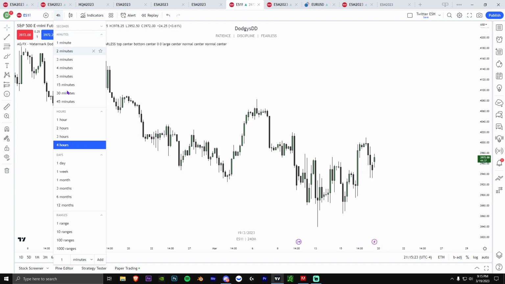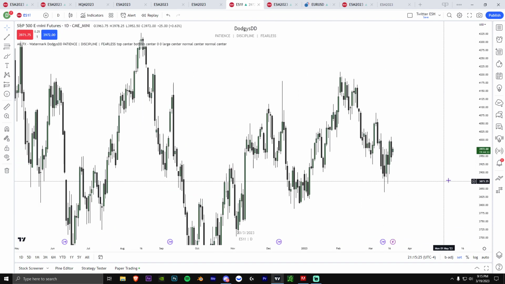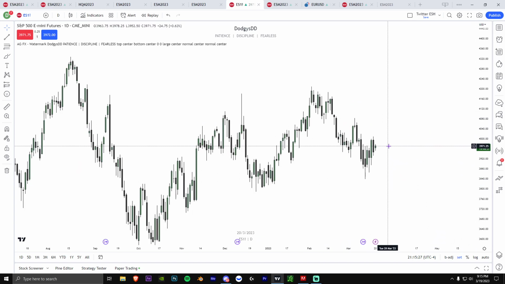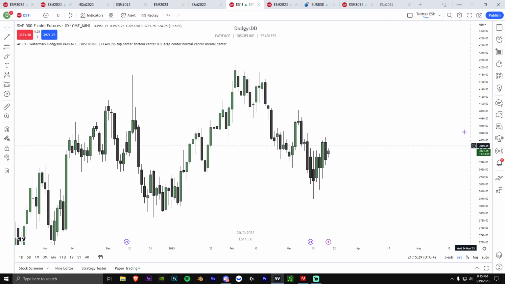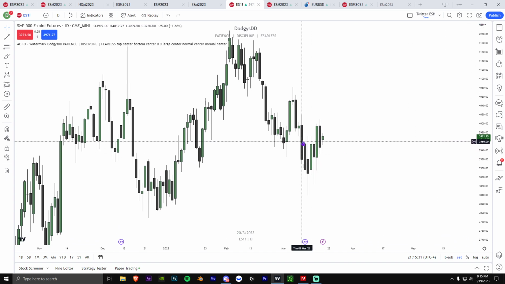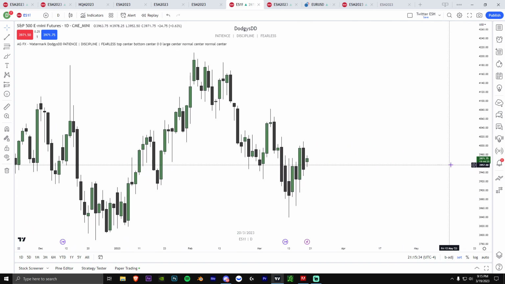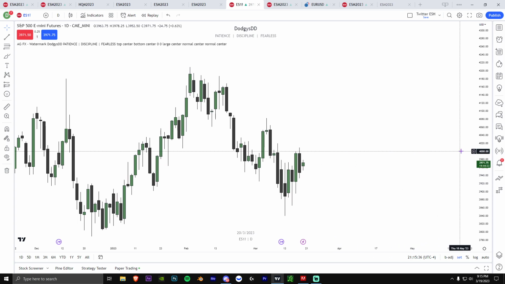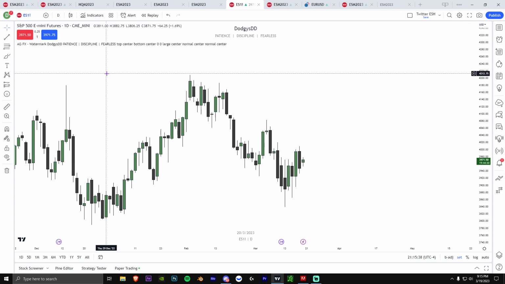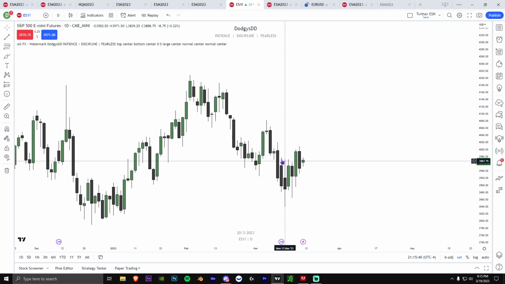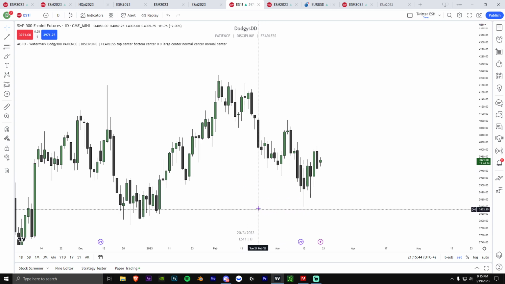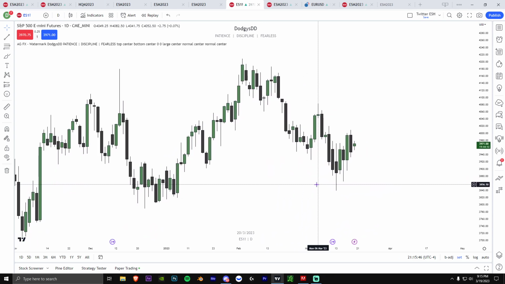okay, and I go to the daily. Okay, so the fair value gap in here is not labeled, which is kind of interesting. So I would suggest using ESM 2023, because the fair value gap in here is not here for some reason. Just kind of odd.